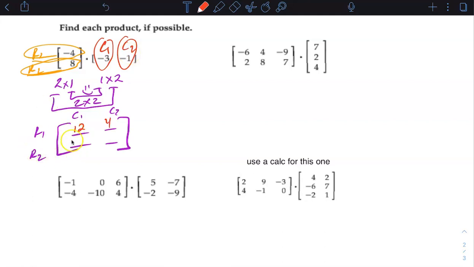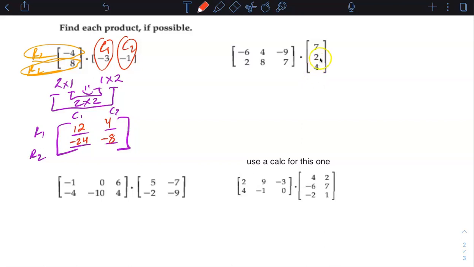Then you get down to row 2, column 1. You've played Battleship before, it's the same thing. Row 2, column 1, so negative 24. Row 2, column 2 is negative 8. And there we go. Done. So let's go to the next one.